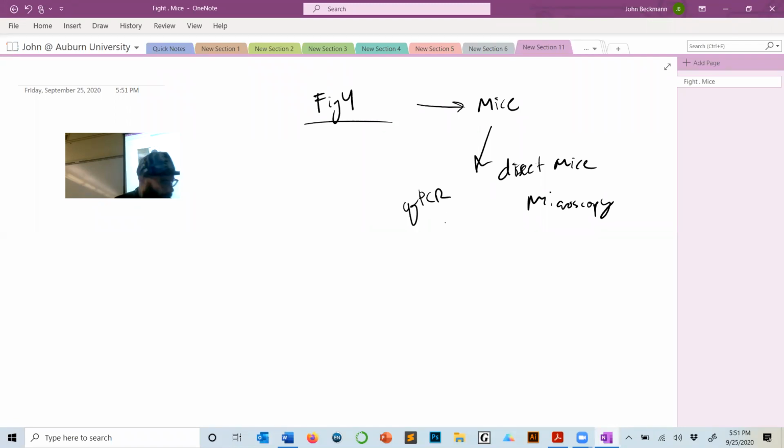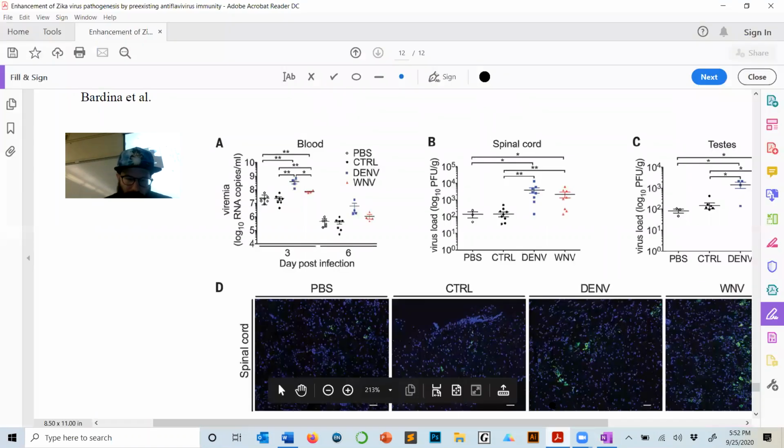quantitative PCR. It must be quantitative RT-PCR because flaviviruses have RNA genomes. So it must be quantitative RT-PCR to check for levels of the virus. Yep, RNA copies. So they're doing quantitative reverse transcriptase PCR on the y-axis. If it's high on the y-axis, there's lots of virus. If it's low, there's not a lot of virus. The x-axis is different days post-infection. And again, the color coding is the same. Blue is dengue virus antibodies, red is West Nile virus antibodies, black is control.